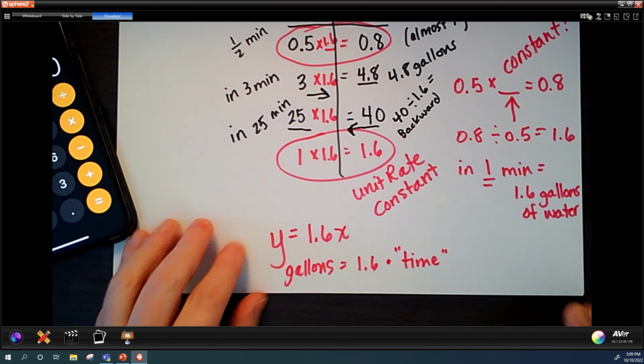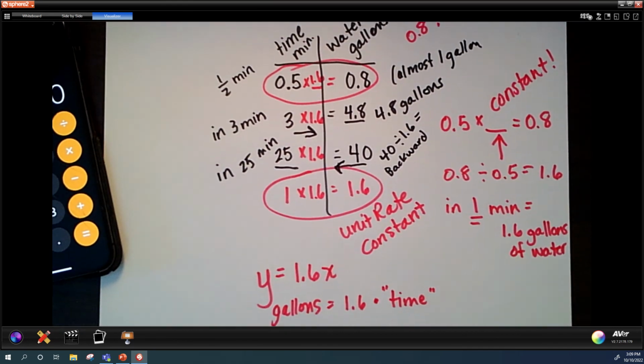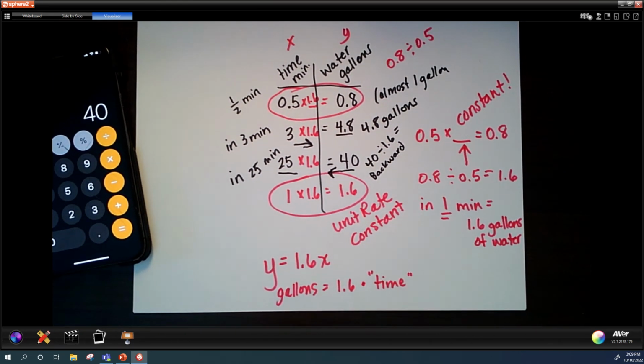Okay? All right. Hopefully this helps. We will be working on these tables and using these tables all throughout the unit. So get practicing on them.